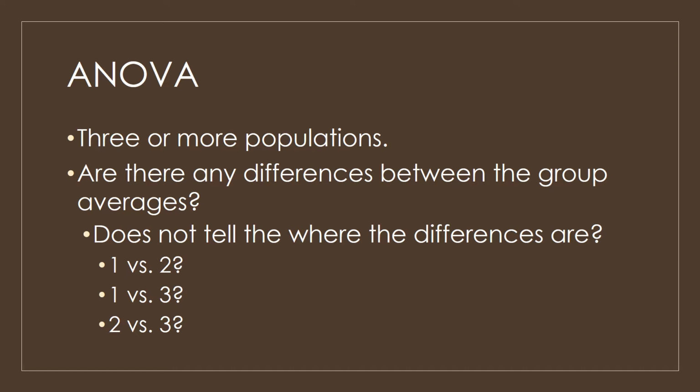One caveat of the ANOVA is that it doesn't tell you where the differences are. So say we have 3 groups, 1, 2, and 3. It will tell you if there are differences between the groups, but it won't tell you where the difference is. So we don't know if, for example, there's a difference between 1 and 2, 1 and 3, or 2 and 3. But we know that there is a difference, so one of these will be significantly different from each other.